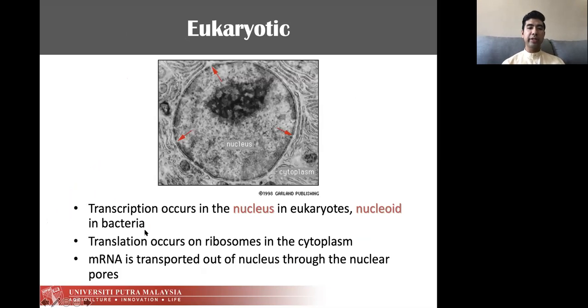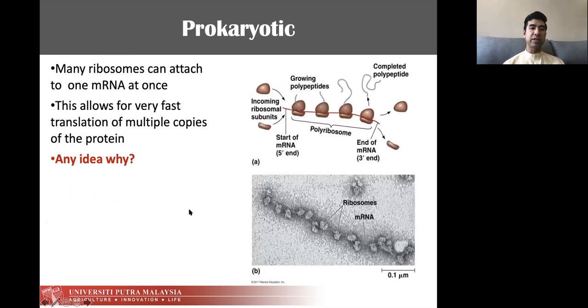Okay, eukaryotic transcription occurs in the nucleus, in eukaryotes. In bacteria, it's in the open space. Translation occurs on the ribosome in the cytoplasm. mRNA is transmitted outside the nucleus through nucleopores. We learn about this, the difference between eukaryotes and prokaryotes. Okay, this is the same, I think I explained it before.